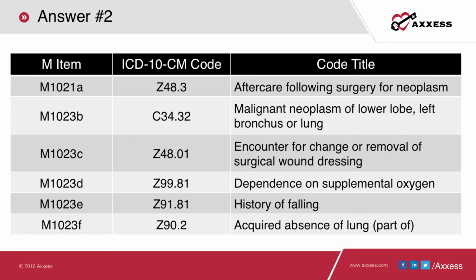Z91.81, history of falling, which is also the code for a risk of falls. And then you need to also code Z90.2, acquired absence of lung, and that includes part of the lung. You'll see that as part of the code title and the guidance.